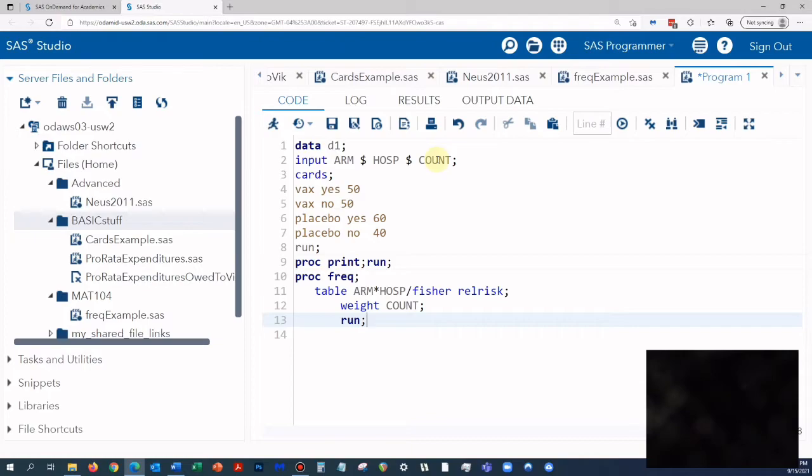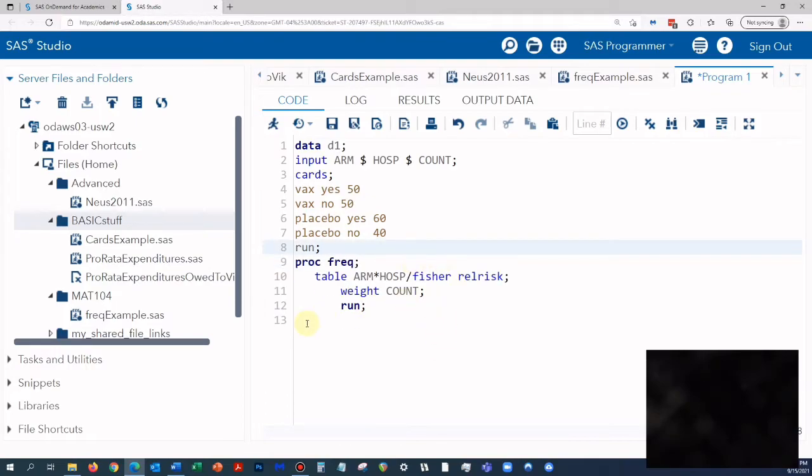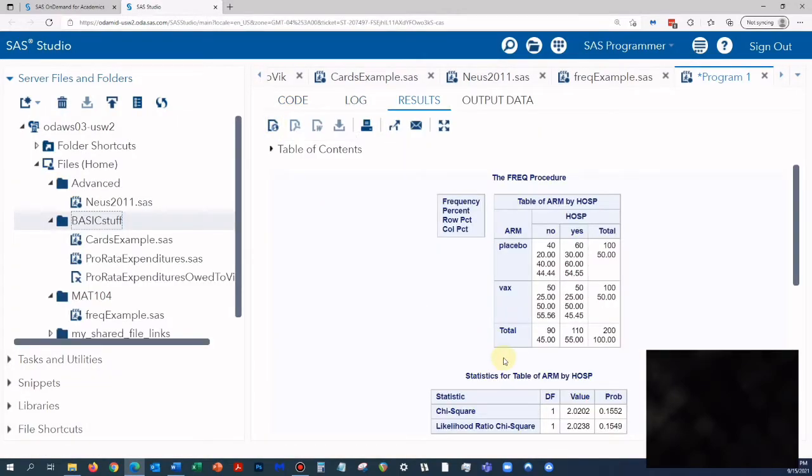Okay. Now, there's going to be a little problem with this. I know it, but I want to show you what the problem is so that I can show you how incredibly easy it is to fix this in SAS. I'm going to get rid of this proc print just because I want it easy for you all to see. So I'm going to click the icon of the running person. And here we have a table of the study arm by hospitalized.